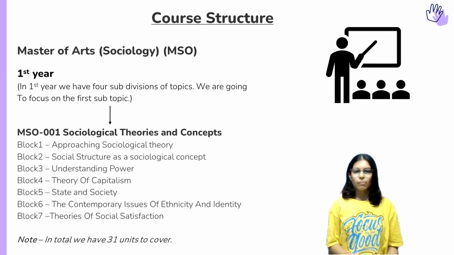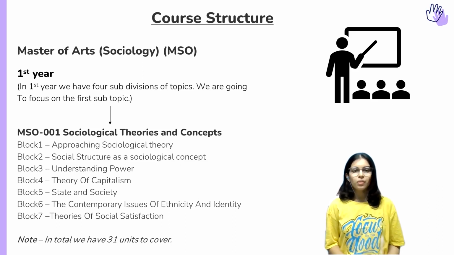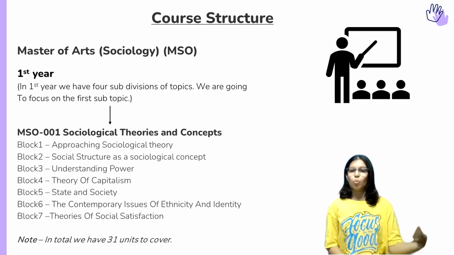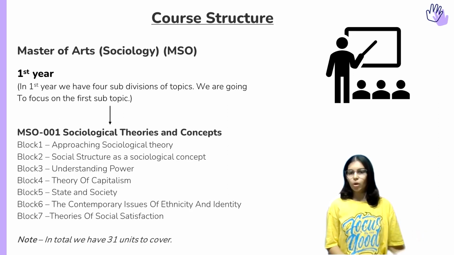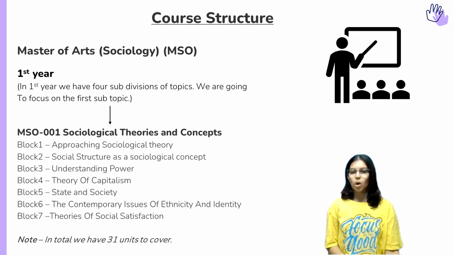Let's see the structure again, course structure in this format. Like I have shortened it. So this MSO program, Master of Arts, as I said, we are going to focus on the first year course. So first year is divided into 4 subdivisions of topics. We are going to focus on the first subtopic. We have MSO 1, MSO 2, 3, 4. But we are going to cover MSO 001, which is sociological theories and concepts.